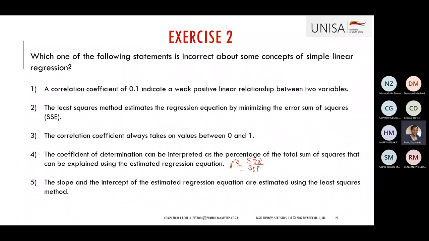Okay, so number 5. The slope and the intercept of the estimated regression equation are estimated using the least square methods. Which one of this statement is incorrect?